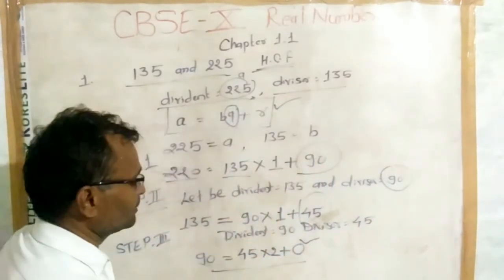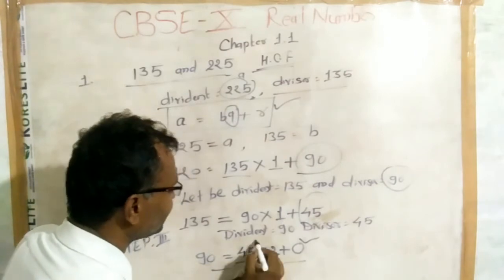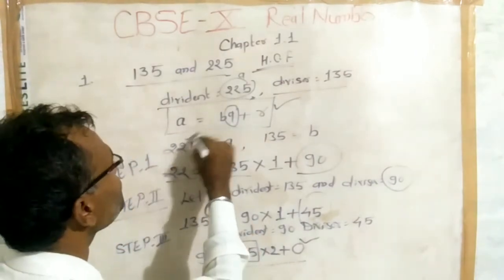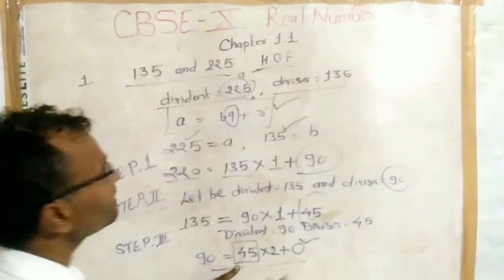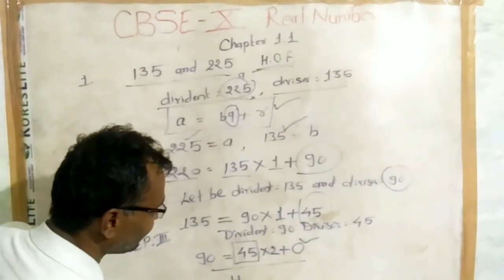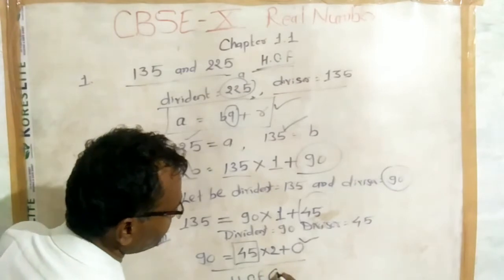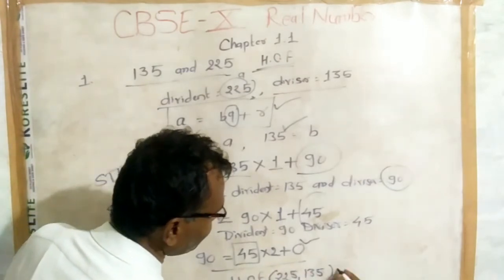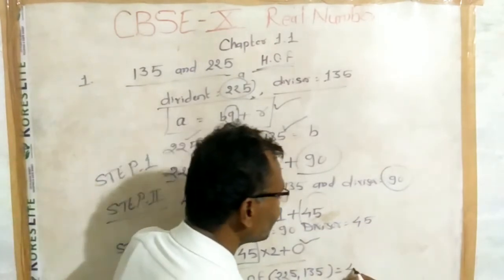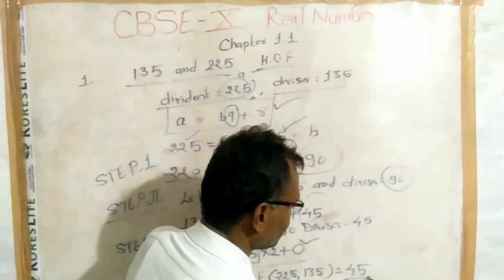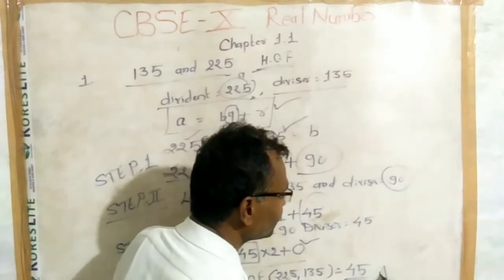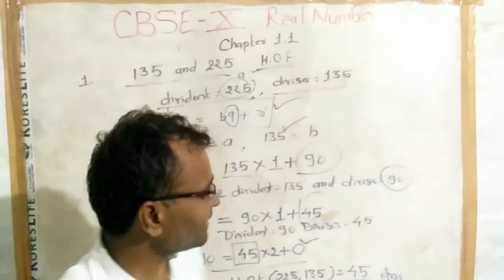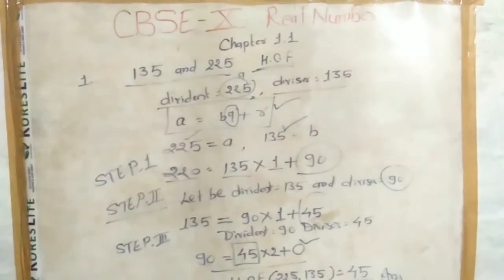So 45 is the highest common factor between 225 and 135. So the HCF of 225 and 135 will be 45. This is your answer. I hope you got it. Okay, now question number second.